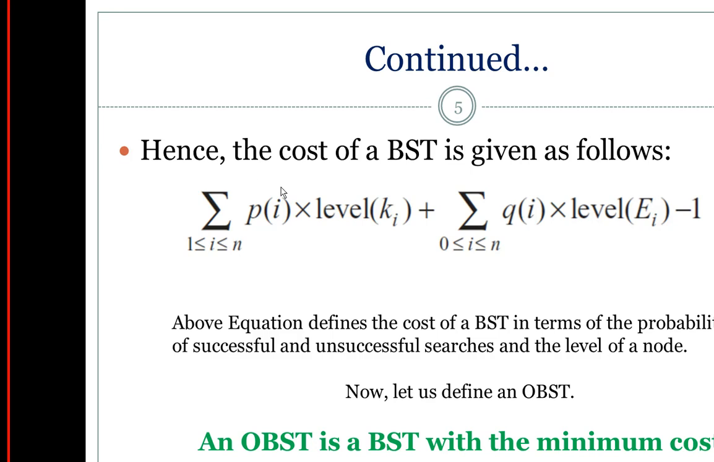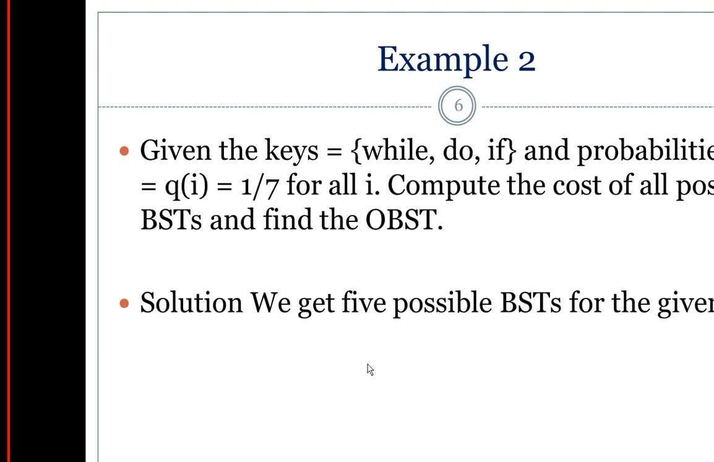For this, in the previous lecture we have derived this formula. So this is the formula that can be used to find out the optimal BST. But this formula is the general formula to find out the BST. What is an OBST? OBST is a BST with the minimum cost.